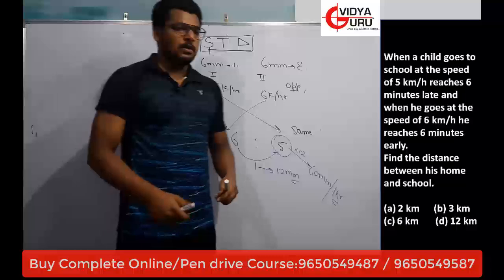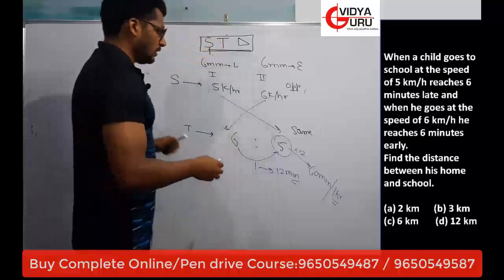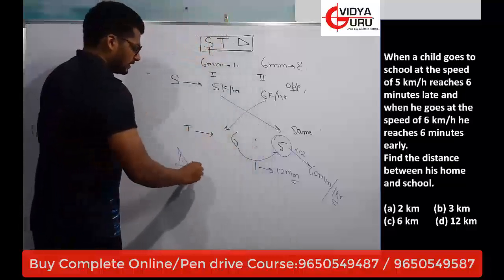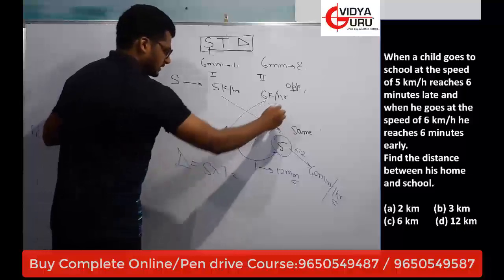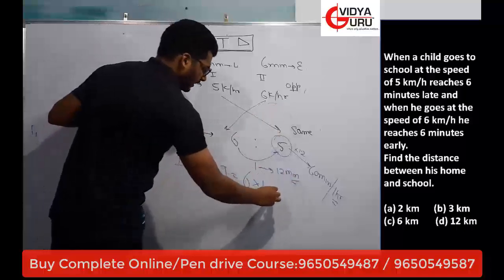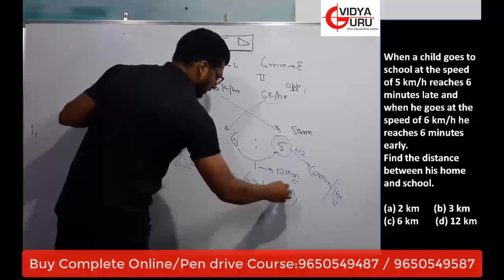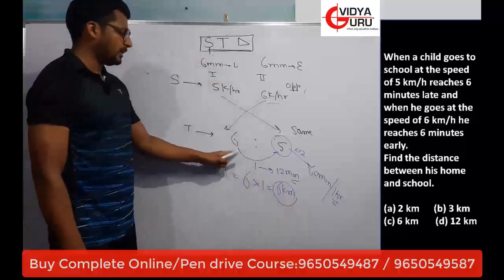The question is asking to find the distance between the school and his home. Distance is speed times time. With a speed of 6 km per hour, he takes 1 hour. So what is the distance? 6 km. We can find it from here also.